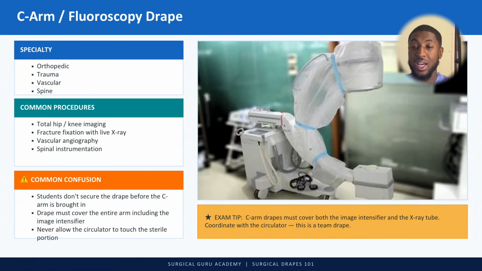Drape must cover the entire arm, including the image intensifier, and never allow the circulator to touch the sterile portion. So exam tip: C-arm drapes must cover both the image intensifier and the x-ray tube. Coordinate with the surgeon. This is a team drape.